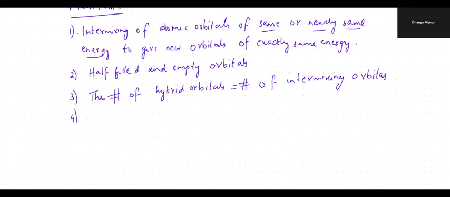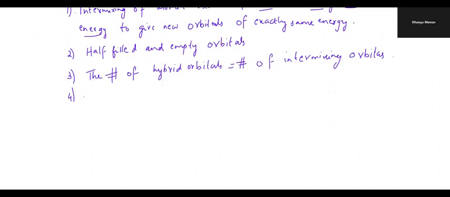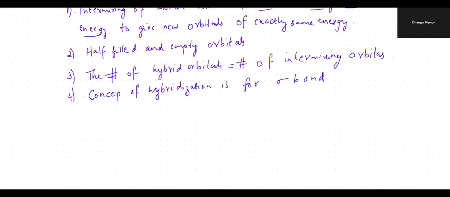Then, the concept of hybrid orbitals is for only what kind of bonding? The concept of hybrid orbitals or hybridization is for sigma bonds, that means single bond, and also for lone pair of electrons, but not for pi bonds. Okay.